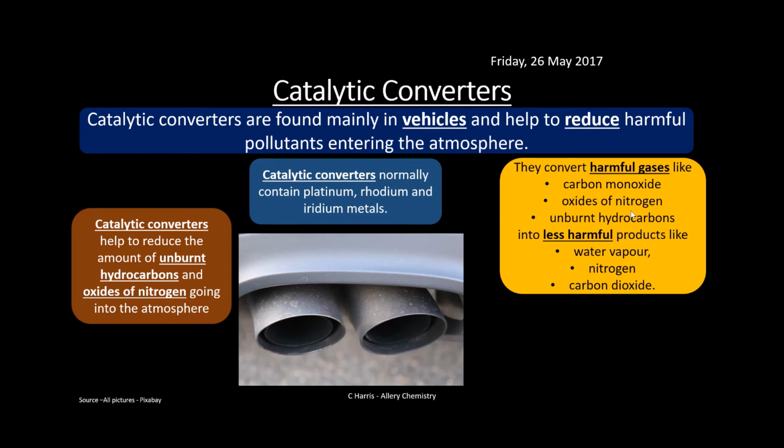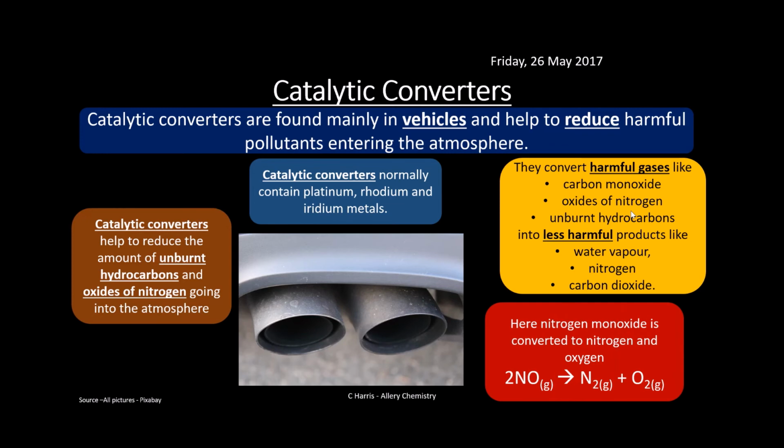We produce things like water vapor, nitrogen, which is perfectly fine because that's in the atmosphere anyway, and carbon dioxide, which obviously we know can contribute to global warming. You can see here, nitrogen monoxide is converted to nitrogen and oxygen. This is one of the oxides of nitrogen, and this shows how it can be converted into nitrogen, which is fine, and oxygen, which is naturally found in the air. So getting rid of this is a good thing, because it could lead to acid rain.